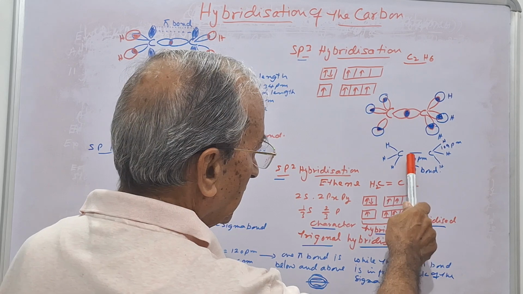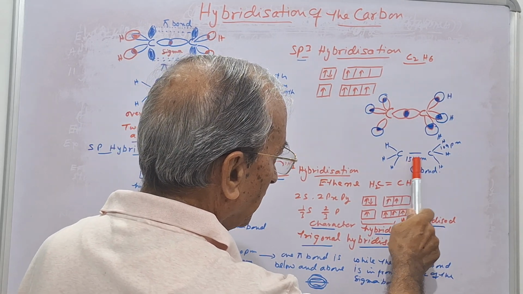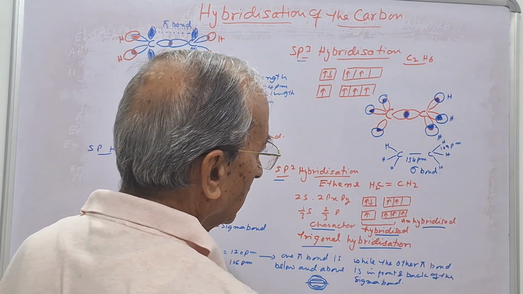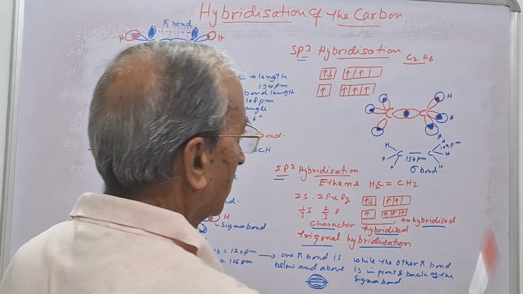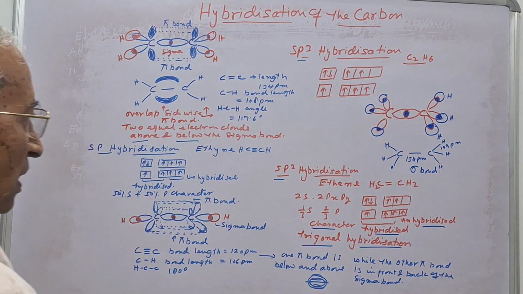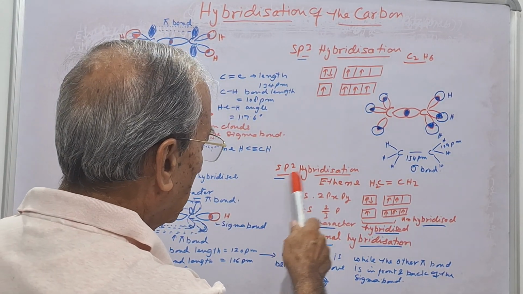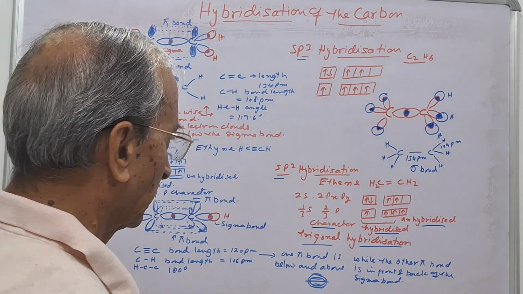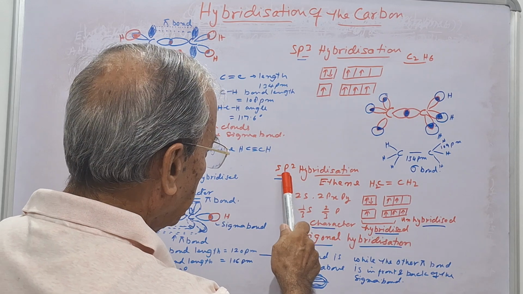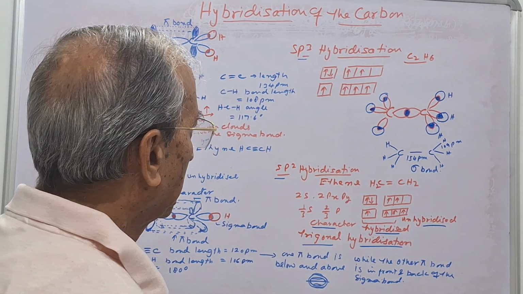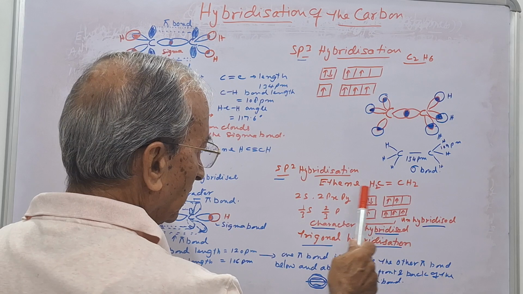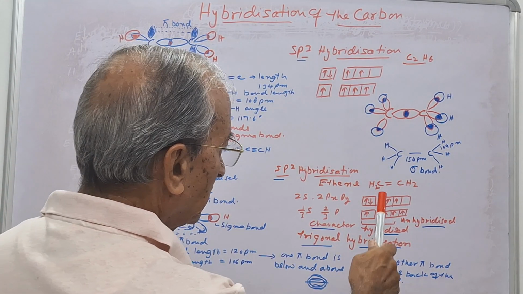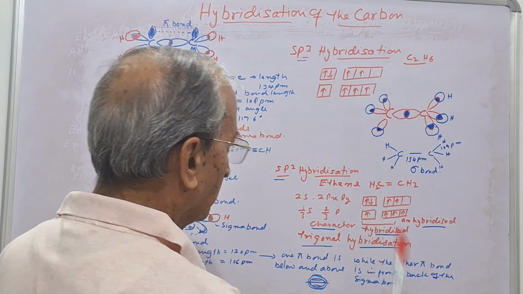In this case, the carbon-carbon bond length is 154 picometer, while the carbon-hydrogen bond length is 109 picometer. Now the sp2 hybridization and the sp hybridization are the important ones. In the case of sp2 hybridization, if we take the example of ethylene, that is ethene, CH2, there is a double bond between the carbon and the carbon.